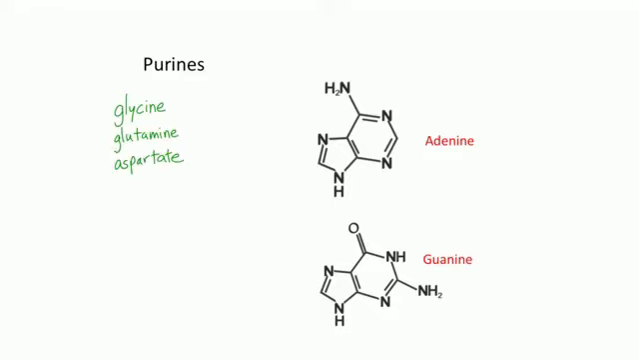You don't necessarily need to know where each specific carbon and nitrogen comes from. That was more for undergrad. But it is worth knowing that those 3 amino acids are used in the making of purines: glycine, glutamine, and aspartate. Plus the vitamin tetrahydrofolate. Now, tetrahydrofolate is the metabolically active form of folic acid in your body.